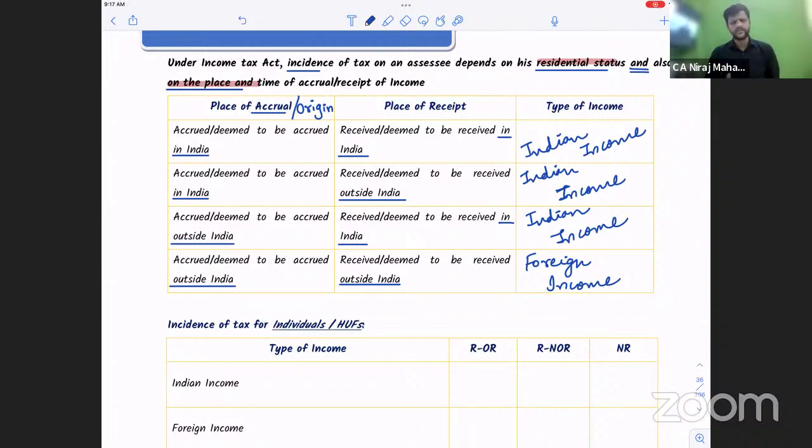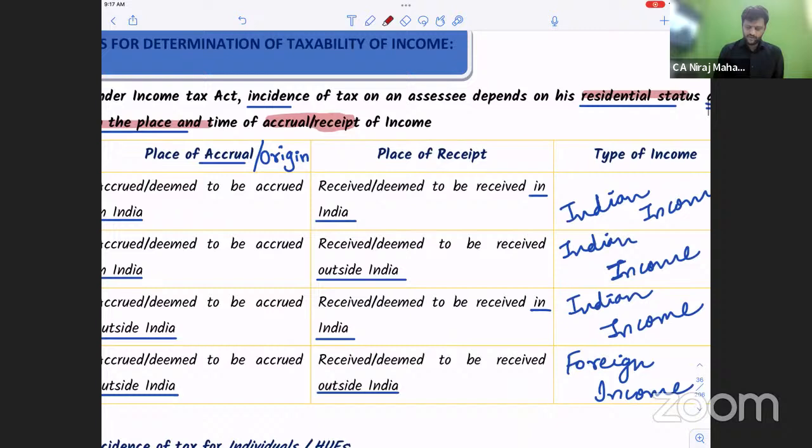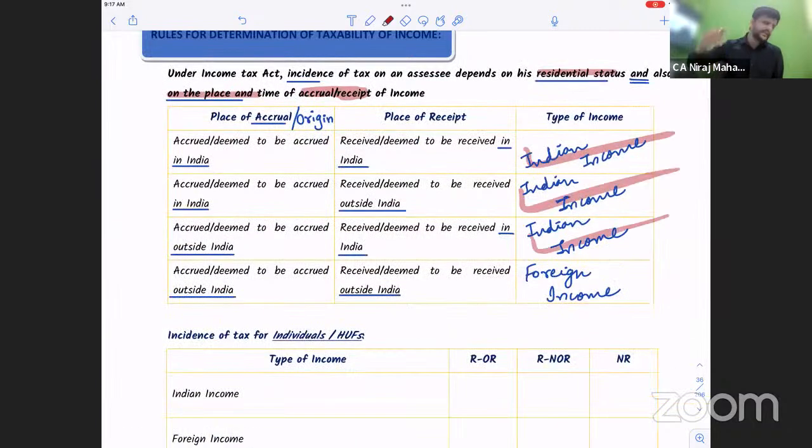Origin or utilization of income. Whether basically it is an Indian income or not. What did I say, bachcho? Basically it is Indian income or not. Check accrual as well as receipt also, no? Both. Clear? So what will you tax, bachcho? Indian income we will always tax.